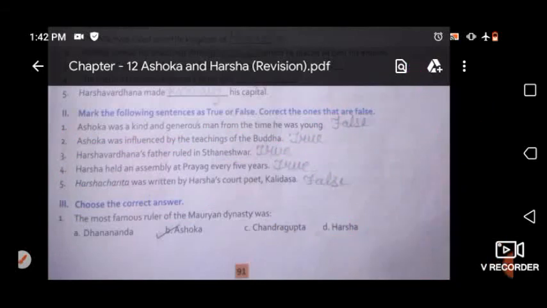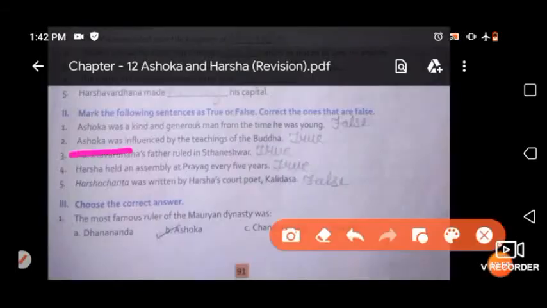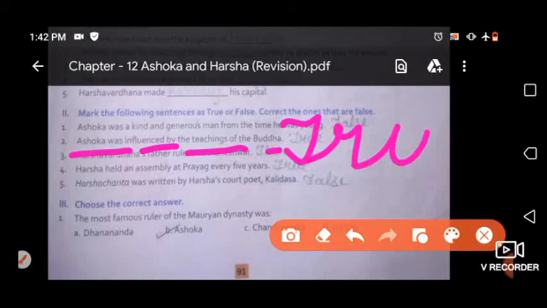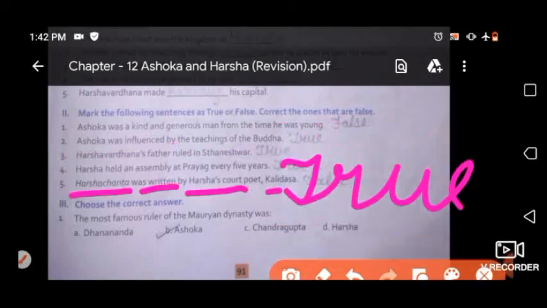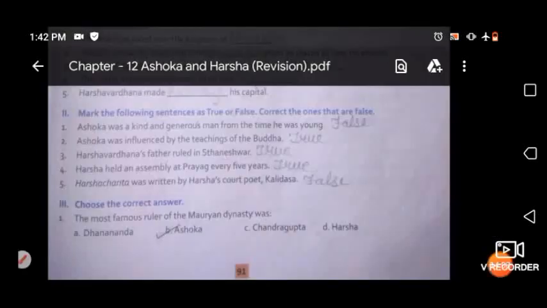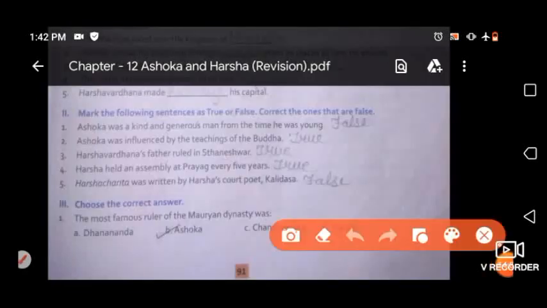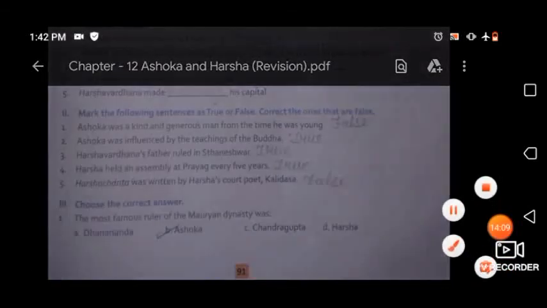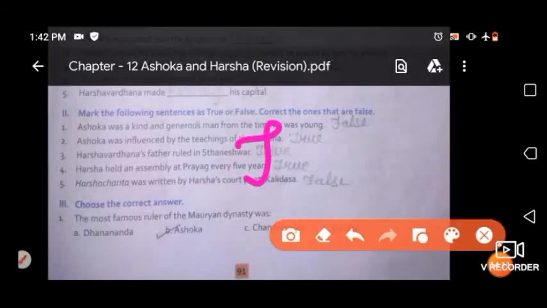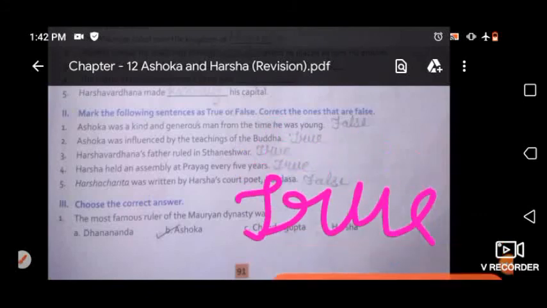Second one: Ashoka was influenced by the teachings of Buddha. Yes, this is true, so you will write true. Third one: Harshvardhan's father ruled in Thaneshwar. Yes, this is true.